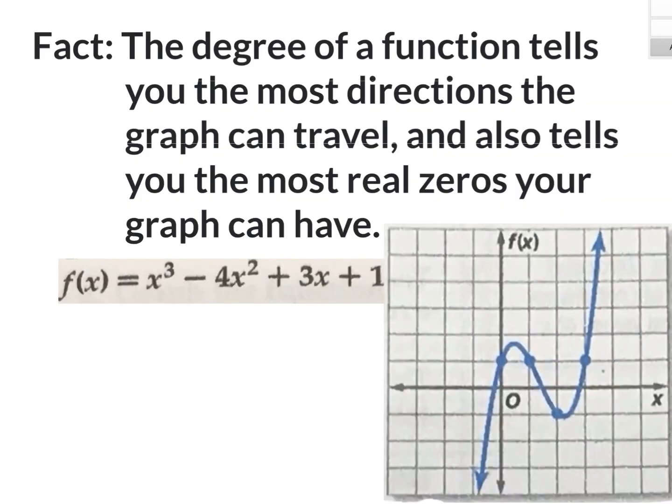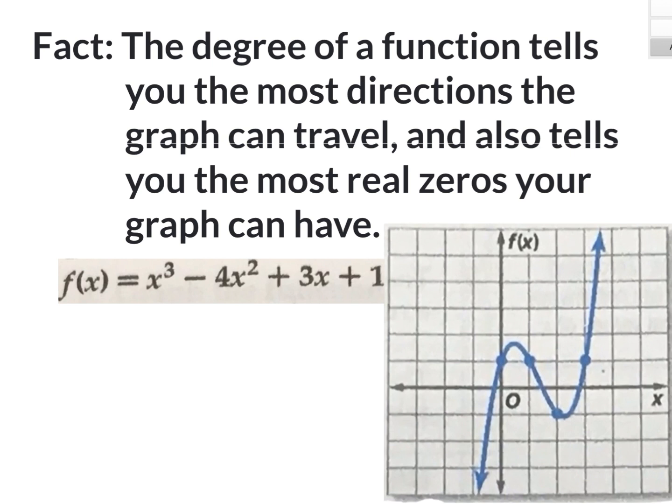Don't copy this fact down, but let's at least read it. Fact: the degree of a function tells you the most directions the graph can travel and also tells you the most real zeros your graph can have. So it's the same graph, same f of x function. It's a cubic polynomial. This degree is 3, and that's telling me that the most amount of times it could cross is 3. 1, 2, 3. That's the most real zeros you could have.